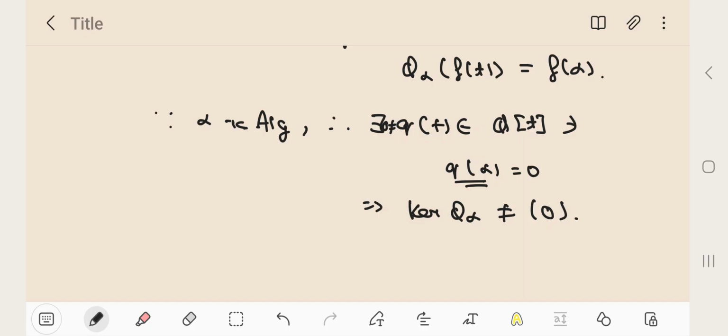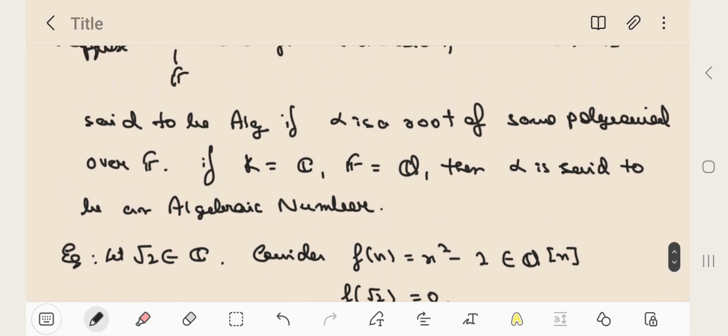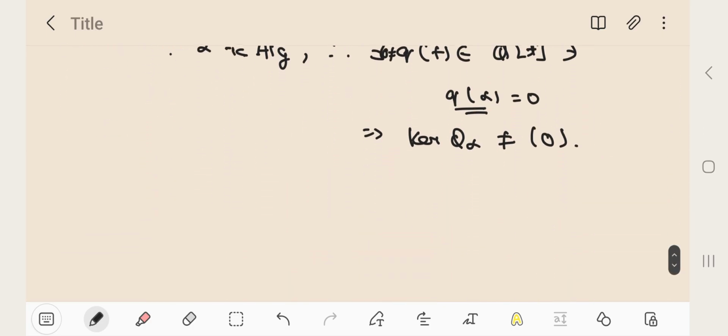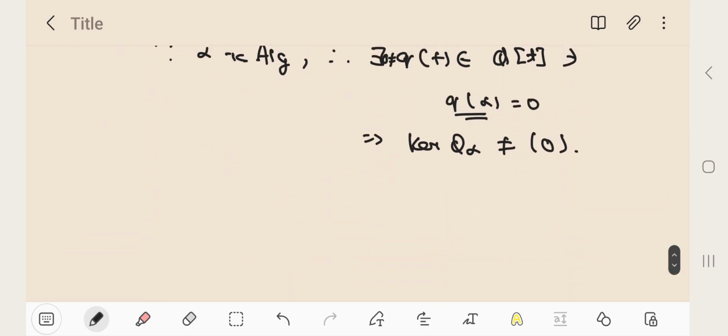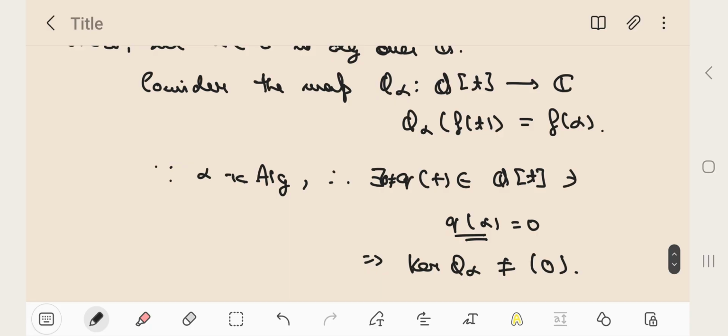that polynomial evaluated at alpha is 0. So I should also add this up here where I defined algebraic: of some non-zero polynomial, to be precise, because a zero polynomial is not to be considered, obviously, for obvious reasons, right? So the kernel of phi alpha is not a zero ideal, and you can easily check that this is indeed a well-defined ring homomorphism.